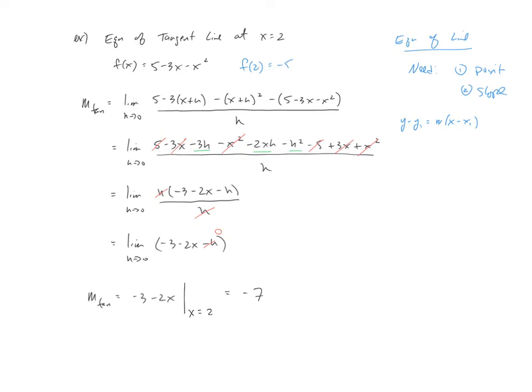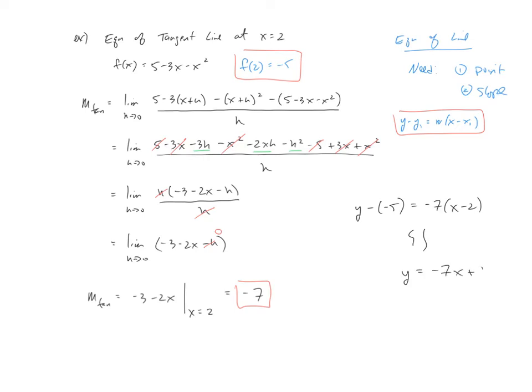And so using this information here as my point, this information here as my slope, I can now go into the point-slope form of a line and simplify it down. So that would give us y minus a negative 5 equals a negative 7 times x minus 2. And when we simplify this down, we get y equals negative 7x plus 9 as our final answer. So this line would be tangent to this curve at this point.